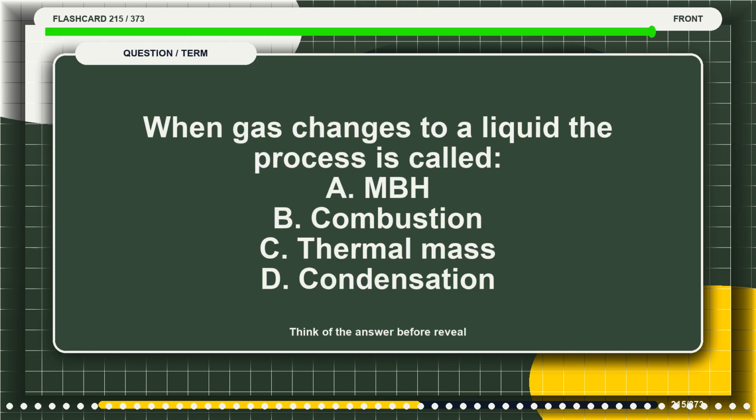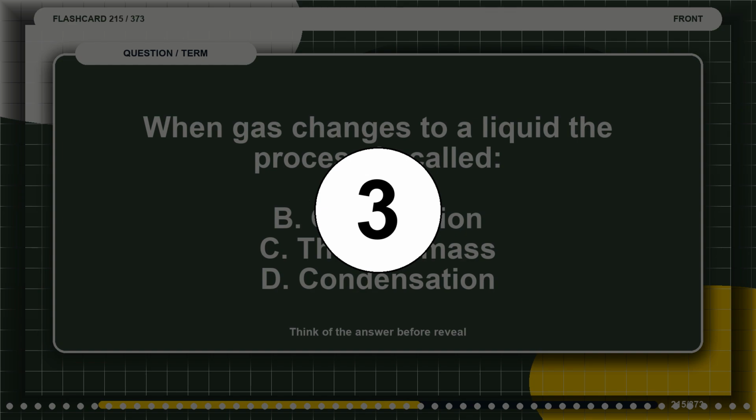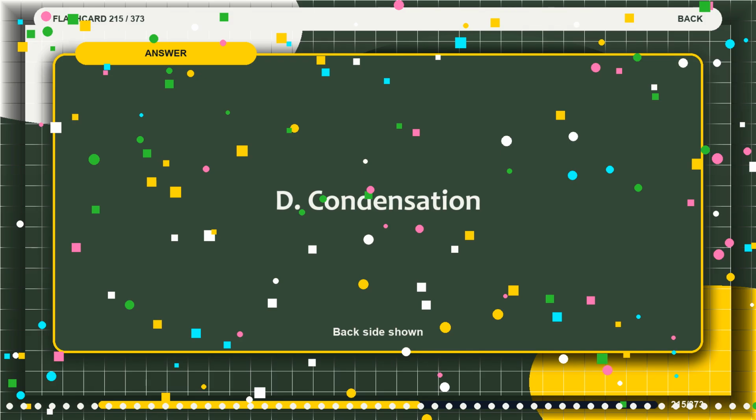Flashcard 215. When gas changes to a liquid, the process is called A. MBH. B. Combustion. C. Thermal mass. D. Condensation. Think of the answer before the reveal. The answer is D. Condensation.